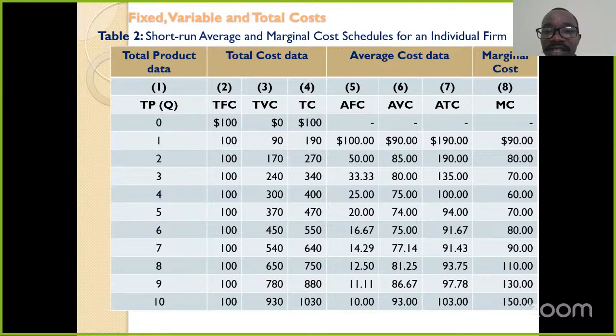On column 5, average fixed cost, which is the fixed cost divided by the quantity, which is our total product. And average variable cost, which is variable cost divided by quantity. And we have average total cost, which is the total cost divided by quantity. Now at the end, column 8, we have marginal cost, which is the change in total cost divided by the change in quantity.